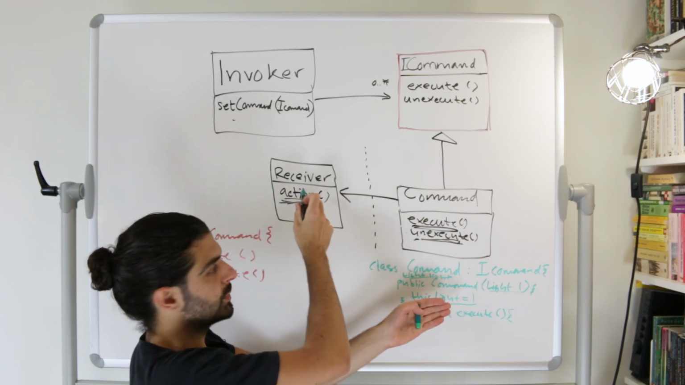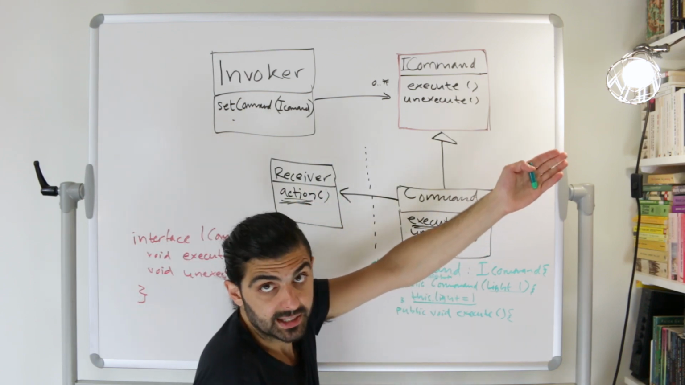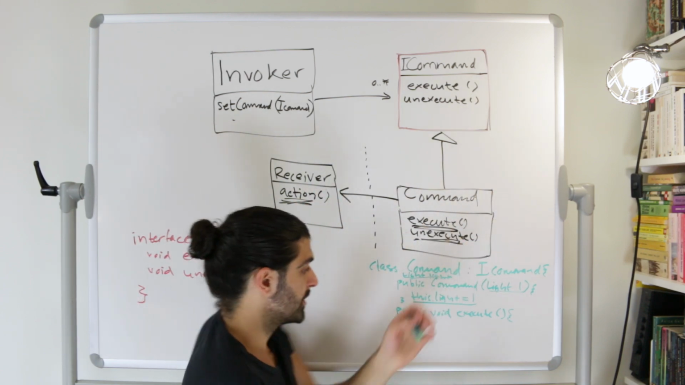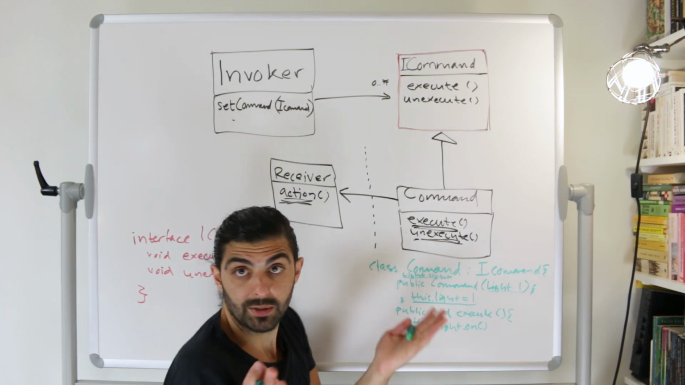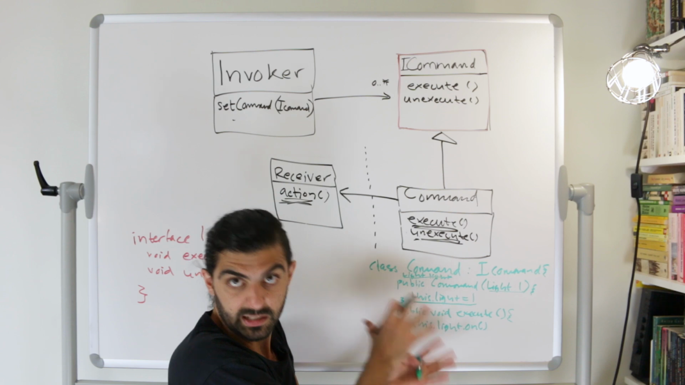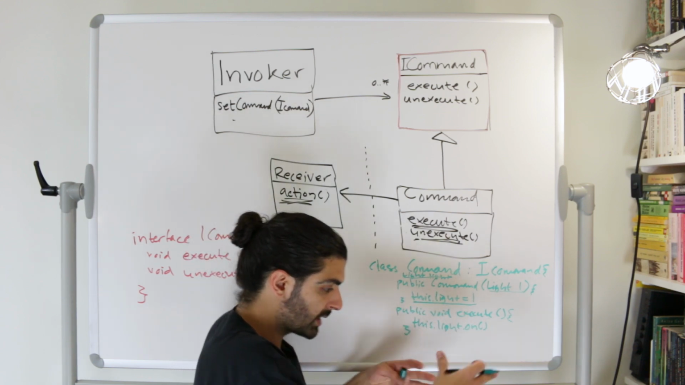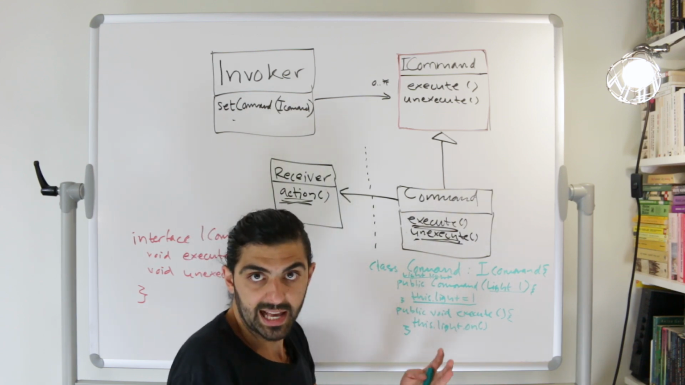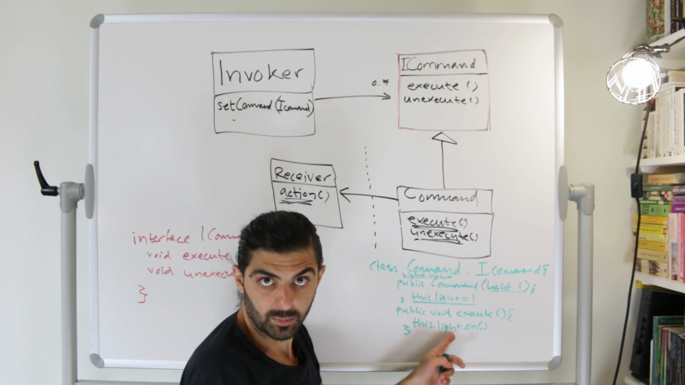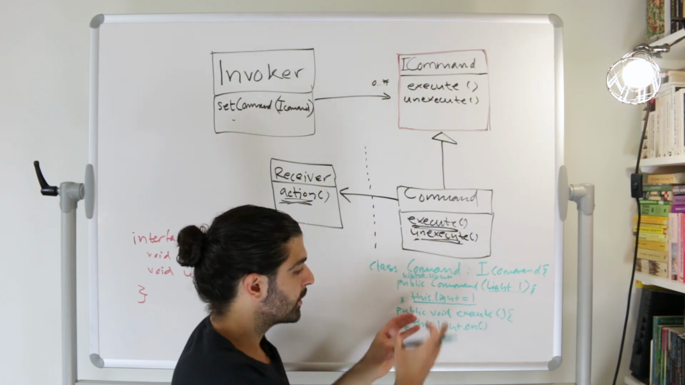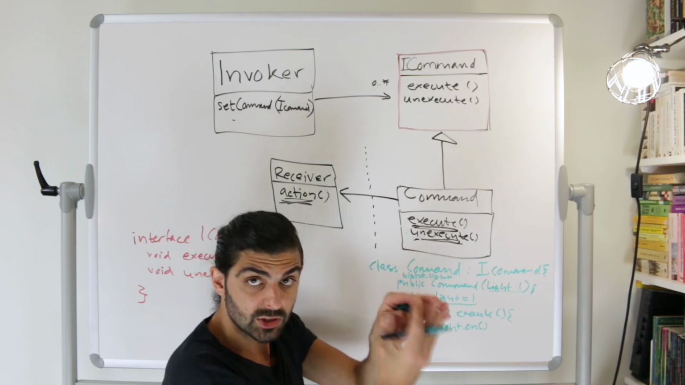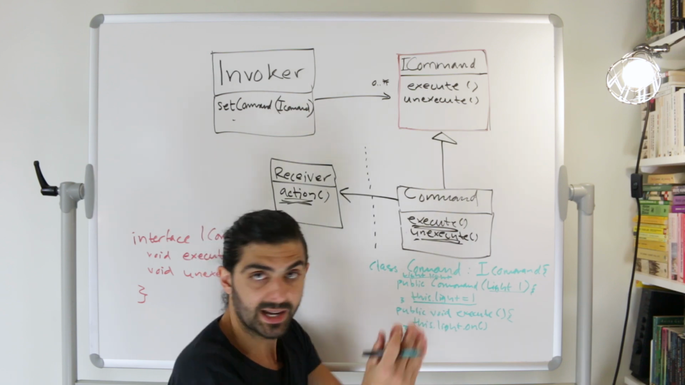It acts upon its receiver. And let's pretend that this light, this receiver, has an on method. So then we would say this.light.on. Simply. That's it. It's not complex. That's not the point. It's not that we're wrapping a complex action. It could be exactly this simple. The point is not that we're encapsulating something that's complex. The point is that we're encapsulating something that's potentially trivial so that we can pass it around.